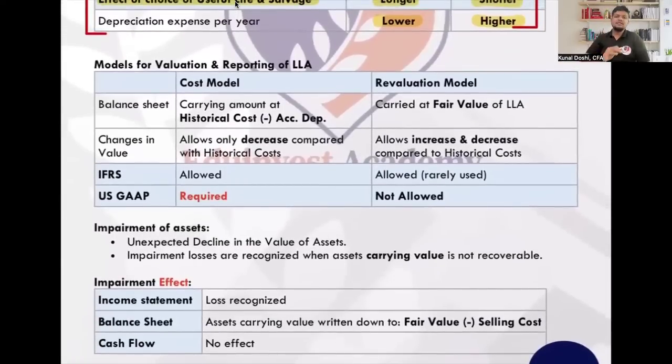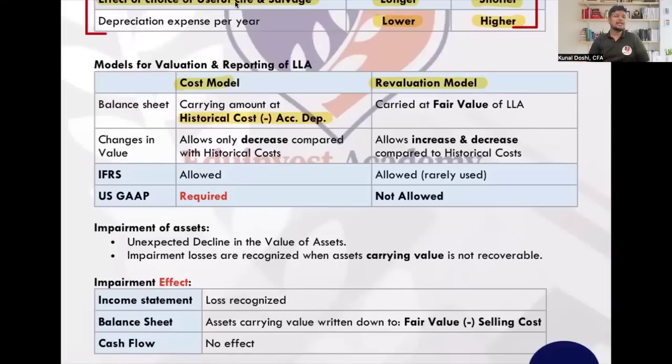Now, something which is not there in your notes, let me tell you, is that when you record an asset on the balance sheet, there are two ways of doing so. One is a cost model and second is a revaluation model. Cost model means recording the asset on the balance sheet at carrying value. We all know what is carrying value? Historical cost minus accumulated depreciation. Every year, the depreciation amount will keep on accumulating more and more.